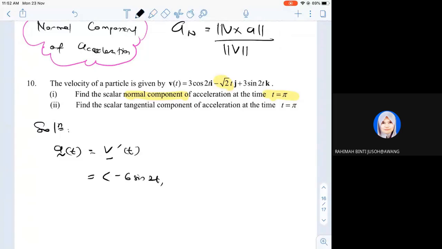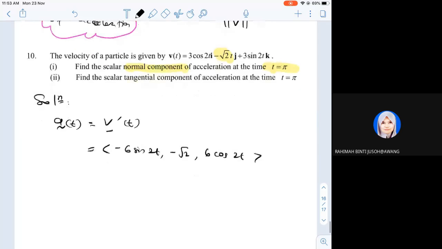Then differentiating negative square root 2 t, we will have negative square root 2, of course. Okay, and then differentiating 3 sin 2t, we get 6 cos 2t, like this. Okay, and then we need to find the values of V and A at time t equals pi.